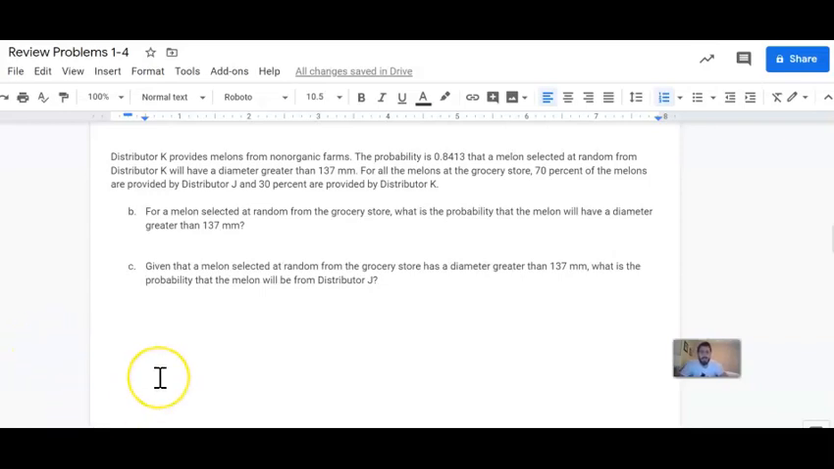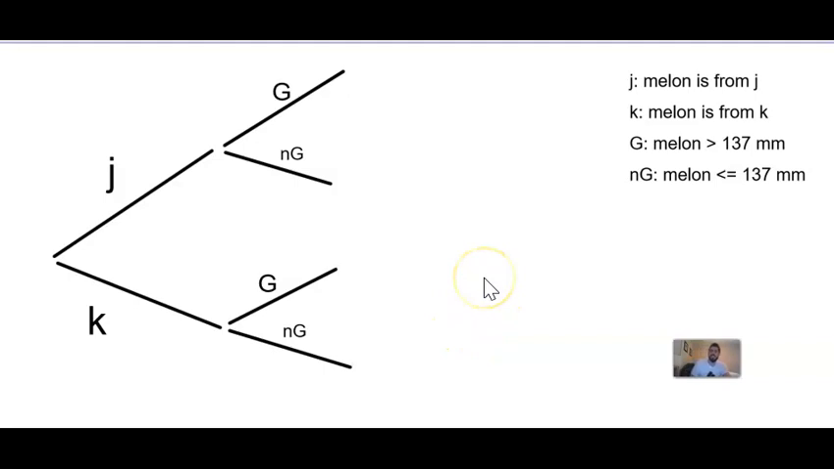For this one, it's best if you create a tree diagram because you have branching probabilities. This would be a good place to start. We have melon is drawn from J, and then the probability that it's greater than 137 millimeters versus not, and then distributor K, greater than 137 millimeters versus not. Remember with tree diagrams, you multiply the probabilities as you go along the branches. We want the probability that it is from J and is bigger than 137, or it is from K and is bigger than 137.